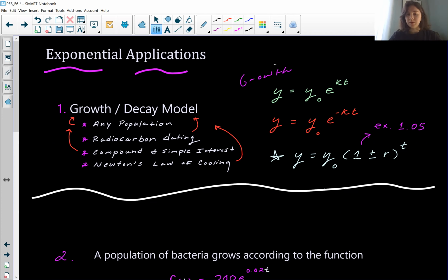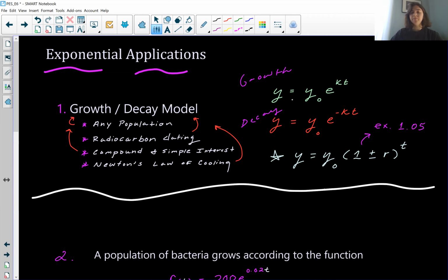meaning that you have some sort of initial value. You have a rate of change, so that could be e, that could be like 1.05, like that's on the bottom over here. So really anything like that, and then it's going to be raised to a power. You may or may not have that constant k right there, but it will be raised to the power of time. So that's exponential growth, and then right under that would be decay.